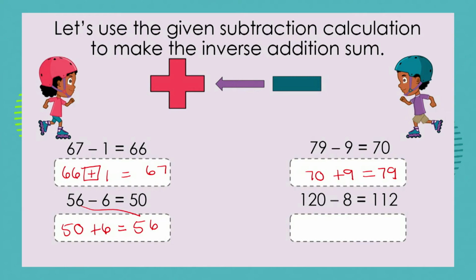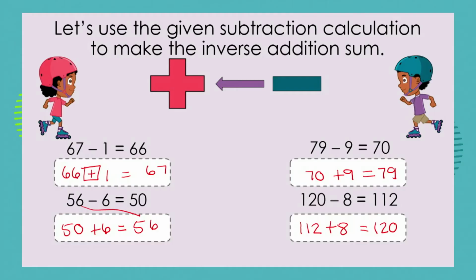And our last one, 112 plus 8 gives us 120. So remember, whenever you are doing inverse operations, if you're swapping the numbers, you also need to swap your signs. So now we can use inverse operations to actually check ourselves when we do a calculation. So if you are sure that 12 minus 4 is 8, you can just check yourself by saying, is 8 plus 4 12? And if it is, then you've checked yourself using the inverse operation. Let's try that.